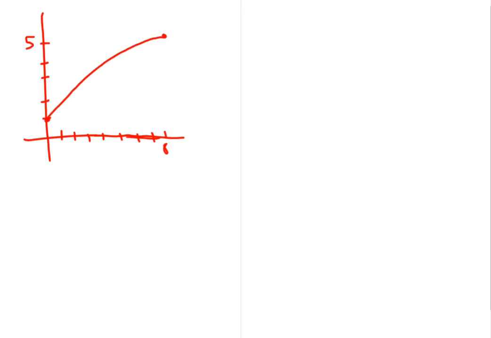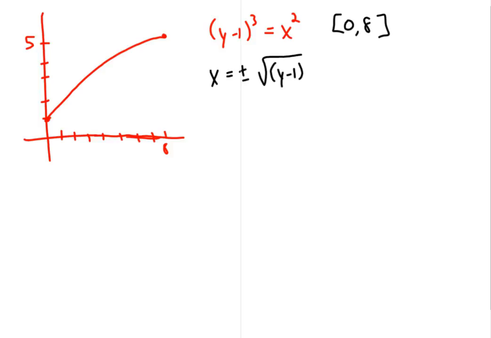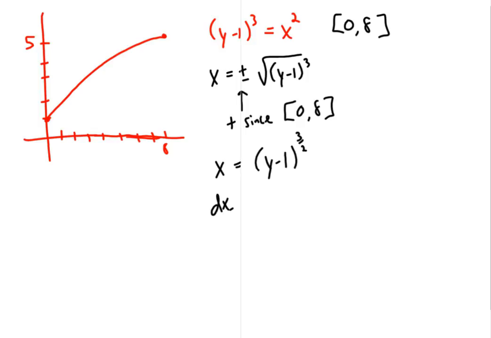Everything seems to be in the first quadrant today. Let's say we have a graph. This is just a region of this equation right here: y minus 1 quantity cubed equals x squared. We're interested in this on the x region from 0 to 8. If we solve this function for x, we get x equals plus or minus the square root of y minus 1 cubed. Now since we're interested in this region, positive x values, we're going to just use that positive side of the equation.